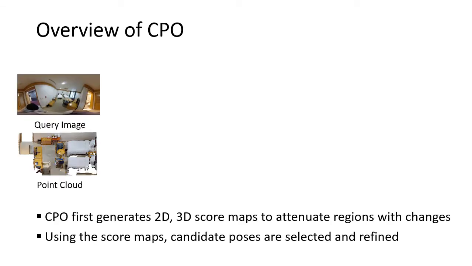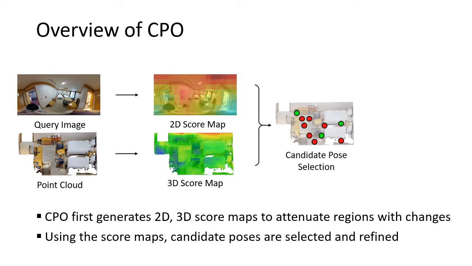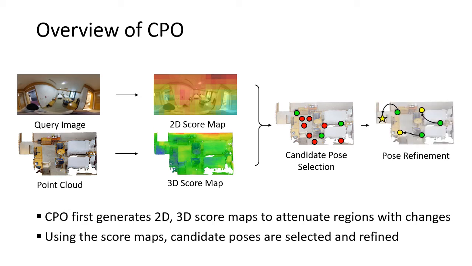Given a query image and point cloud, CPO first creates 2D/3D score maps that reflect regional color consistencies and attenuate regions that possibly contain scene changes. Using the score maps, CPO first selects promising candidate poses, which are further refined with gradient descent optimization.